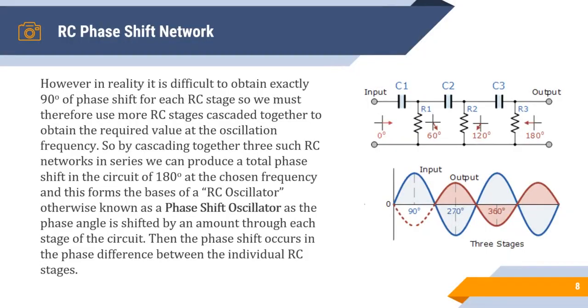However, in reality, it is difficult to obtain exactly 90 degrees of phase shift for an RC stage. So we must use several RC stages cascaded together to obtain the required value at the oscillation frequency. By cascading three such RC networks in series, we can produce a total phase shift in the circuit of 180 degrees at the chosen frequency, and this forms the basis of our RC oscillator, otherwise known as the phase shift oscillator, as the phase angle is shifted by an amount through each stage of the circuit. Then the phase shift occurs in the phase difference between the individual RC stages. The phase shift is shown in the figure given on the right.